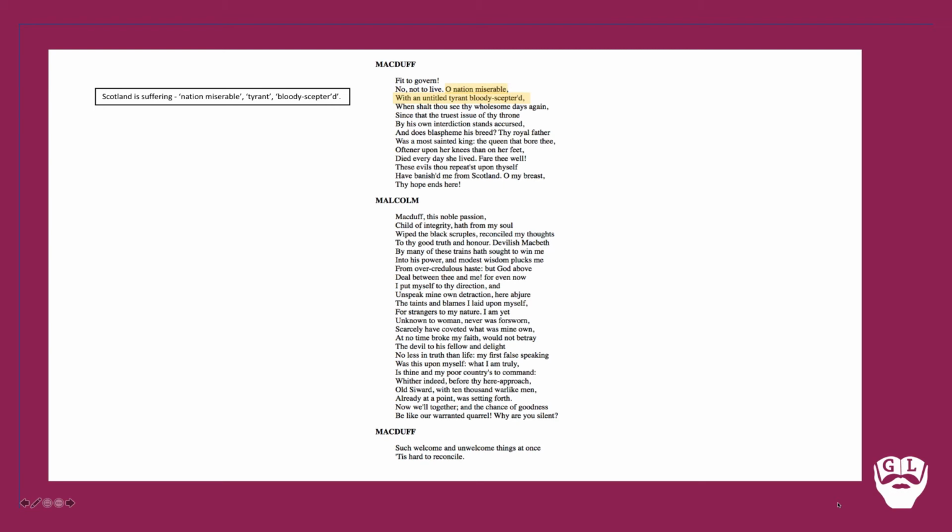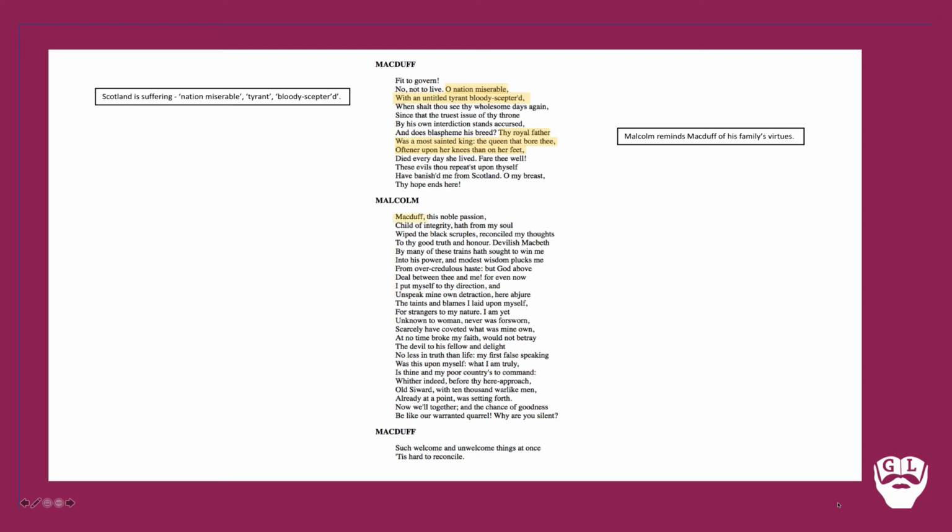And he reminds him, "Thy royal father Duncan was a most sainted king, the queen that bore thee oftener upon her knees than on her feet." Malcolm reminds Macduff of his family's virtues. It's an important point there to notice. This is not just about Malcolm himself, but Malcolm's lineage. As the son of Duncan, who was a great king, he would almost certainly be one too, and he has to be mindful of that.